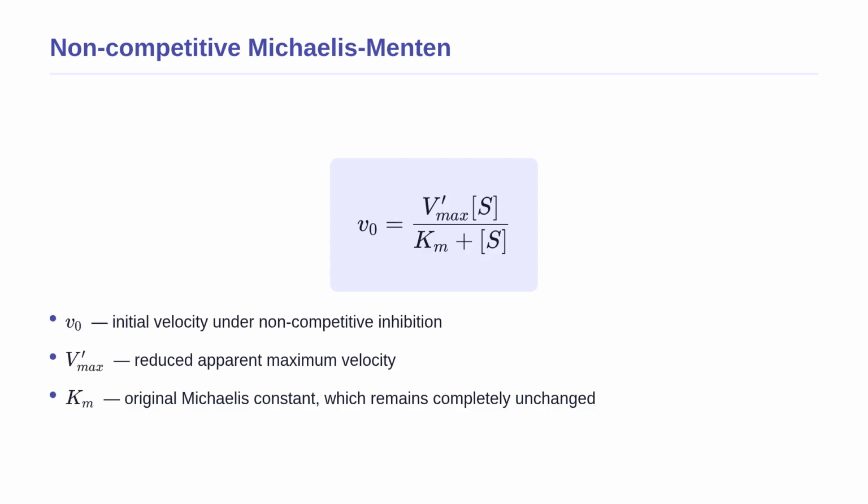Notice that in pure non-competitive inhibition, the Michaelis constant remains completely unchanged. This equation shows that the reaction still follows normal Michaelis-Menten kinetics, but it operates under a permanently lowered speed limit. The fundamental binding affinity of the functional enzymes is the same. There are just fewer functional enzymes available to do the work.